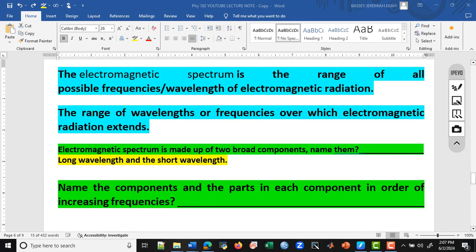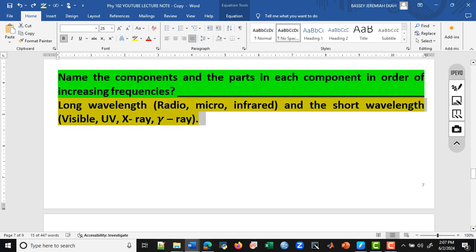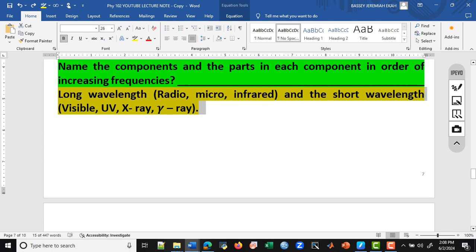Alright, so let's go back to the solution. For the first component, long wavelength, we have radio wave, microwave, infrared. And for those ones that are short, you have visible light, UV ray, X-ray, and then the gamma ray. Okay.